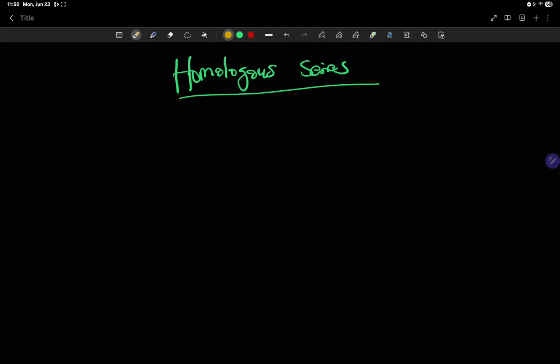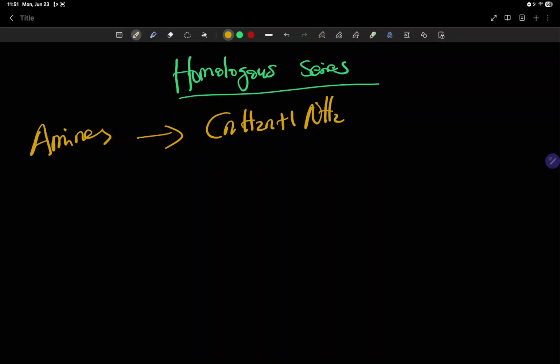Then for amines, the general formula is CnH2n plus 1 NH2. For amides, the general formula is C double bond O NH2. That is it for amines and amides.